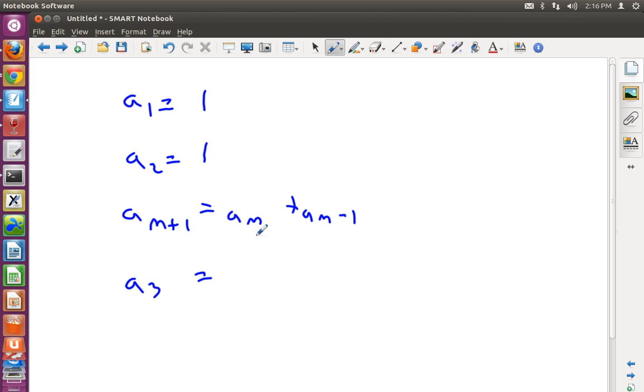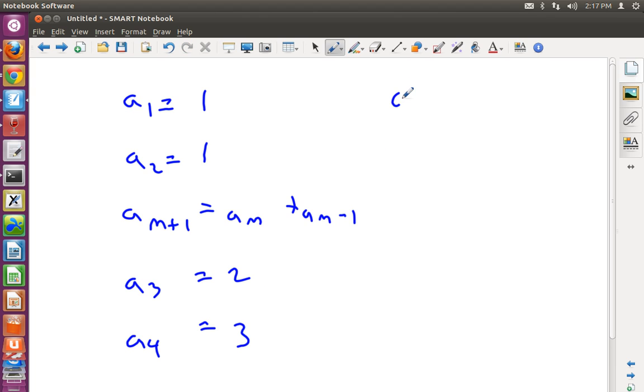So can you tell me what a sub 3 is? A sub n plus 1 is 3, so what's n? 2. So a sub 2 is 1, and a sub 1 is 1. So 1 plus 1 is 2. So what's a sub 4 then? It's 3. How do you know? If n plus 1 is 4, n is 3. So I need a sub 3 and a sub 2. So it's a sub 3 plus a sub 2, which is 3.